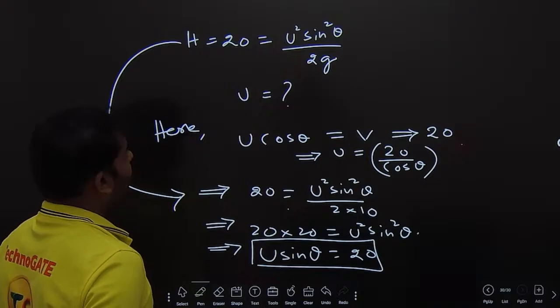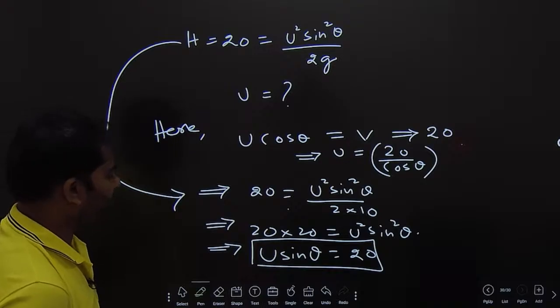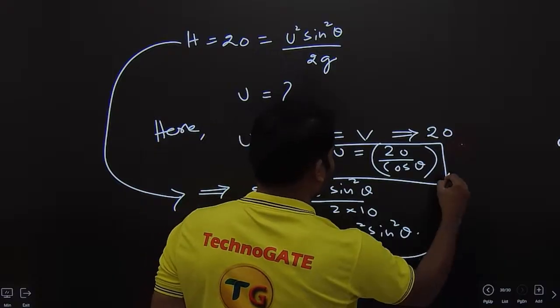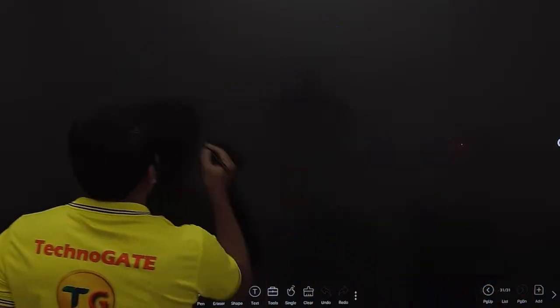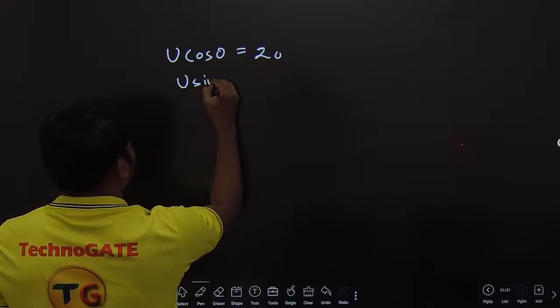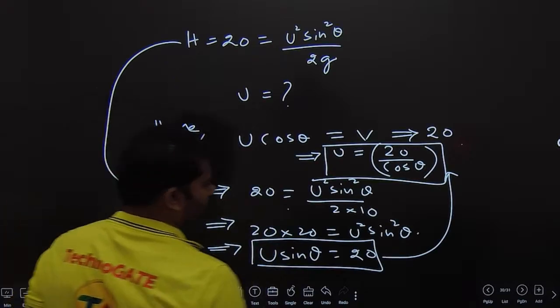20 is equal to u square sin square theta by 2g. That is also right. U sin theta is coming out to be 20, and we have u cos theta equal to 20. Using these two, we need to remove theta. U cos theta is equal to 20. We have u sin theta also equal to 20. U cos theta is 20, u sin theta is also 20 here.